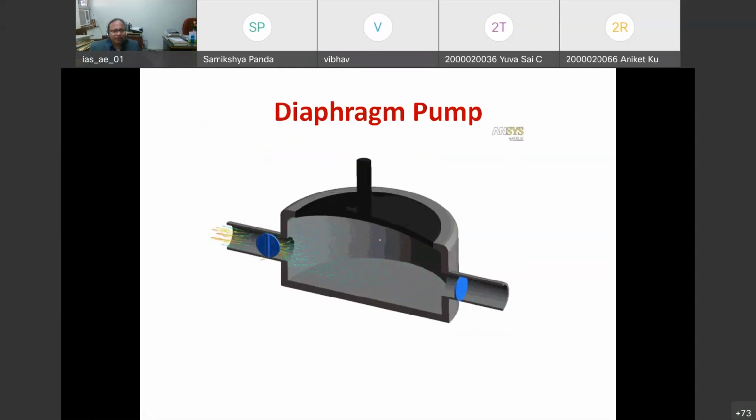Now then, another type of pump comes into our day-to-day life. Even on this earth, all the animals which have a bigger body, I'm not talking about insects and pests, but things like human beings and animals, everybody has a pump in their body. Even you people have a pump in your body, and that type of pump is the diaphragm pump.